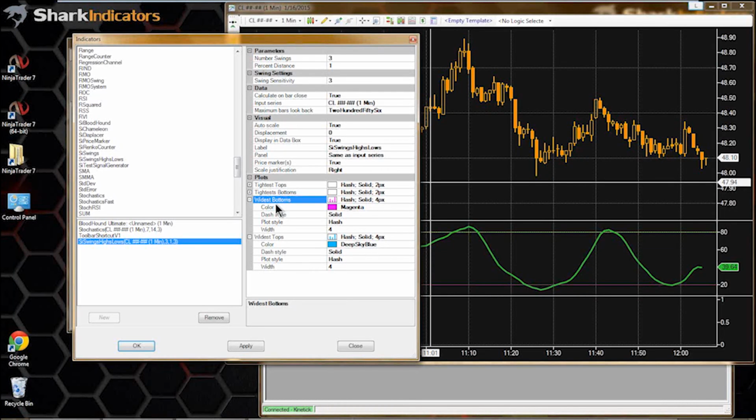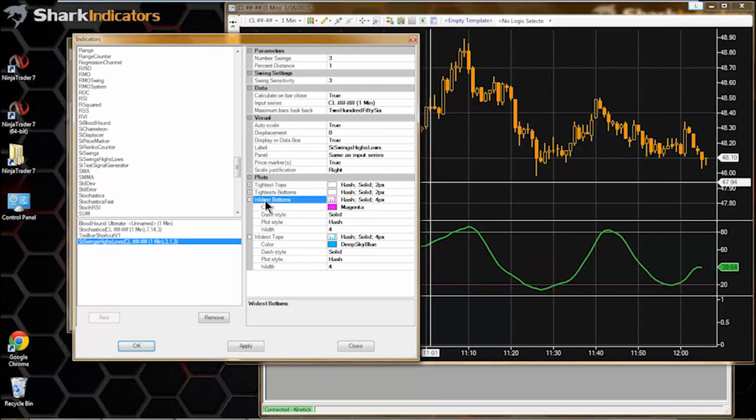Let's see. Actually, no. Sorry. Let me correct that. Tom is looking for higher lows and lower highs. So we actually do want to see the tightest tops. So we can see we have tightest tops and tightest bottoms. So we do want to see these intermediate swing points.